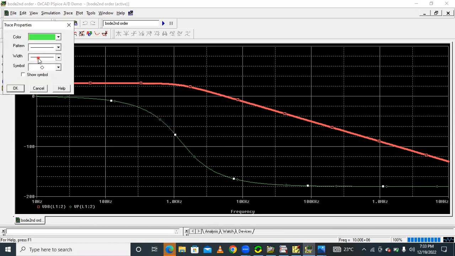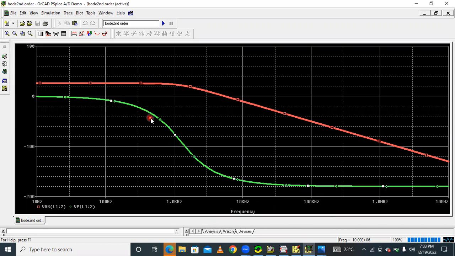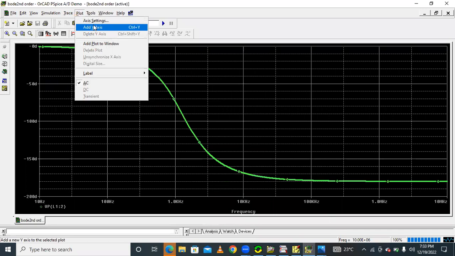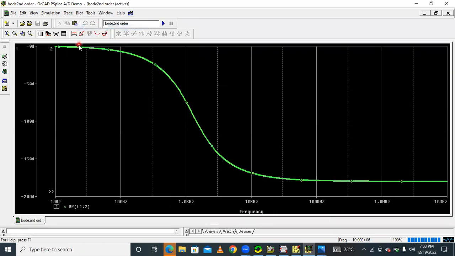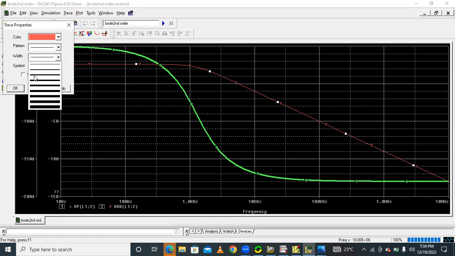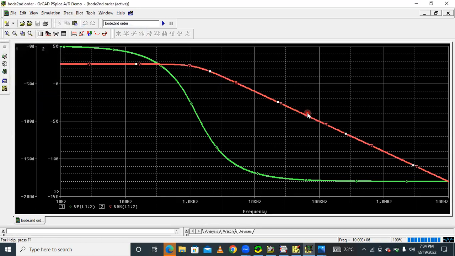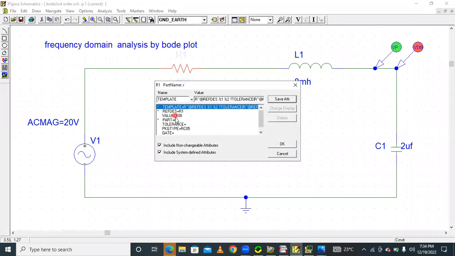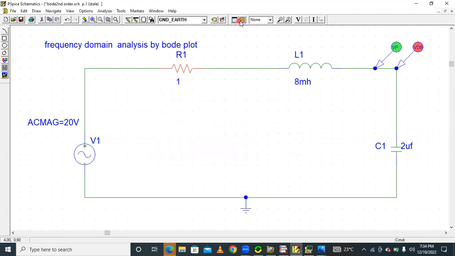Press Ctrl X, go to plot, add axis, Control V, and change the width of the plot. So in this way, this Bode plot and this Bode plot, the magnitude and phase plot, change according to our system. For the critically damped system, if the resistance is equal to 1, simulate.